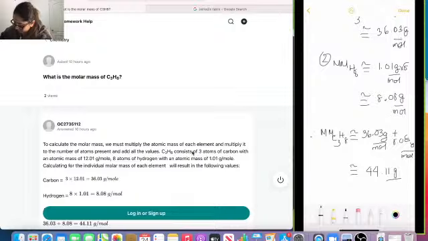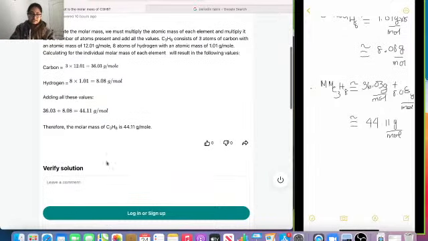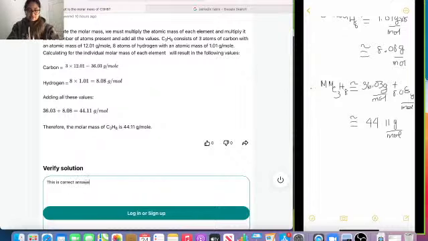And what we get here is approximately 44.11 grams per mole. Also to mention, I just rounded these numbers, but I suggest using the periodic table to find the exact molar mass and using that to calculate. It depends on the question. If they're asking for the exact value, we use all the numbers behind the decimals, but I just rounded it here, so this is also the correct answer.